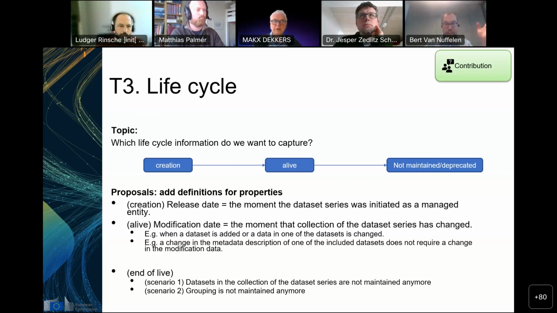And there's a question from Mihai on this proposal. Specifically, what is the relationship between the status of the series and the status of the datasets? Because you're sort of implying with your proposal that in scenario 1 of the end of life, there is a relationship between the two. I don't know if that's the case and how to express that.